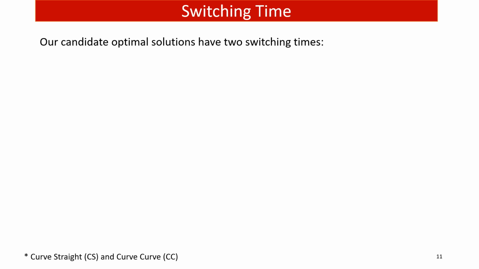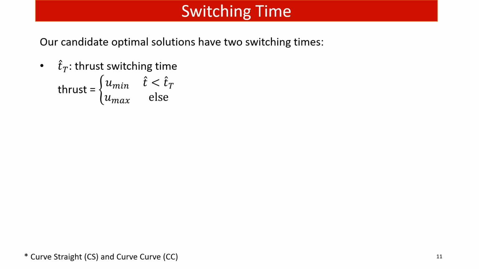Our candidate optimal solutions have two switching times. 1. Thrust switching time TT hat. The drone moves with minimum thrust when T hat is less than TT hat, and with maximum thrust when T hat is greater than TT hat.